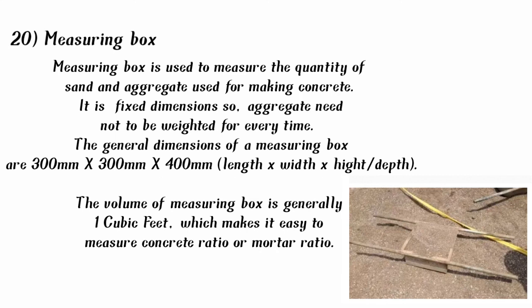Number 20. Measuring box. Measuring box is used to measure the quantity of sand and aggregate used for making concrete. It has fixed dimensions so aggregate need not be weighed every time. Generally, dimensions of the measuring box are 300 mm by 300 mm by 400 mm, length, width, height. The volume of the measuring box is generally 1 cubic feet, which makes it easy to measure concrete ratio or mortar ratio.